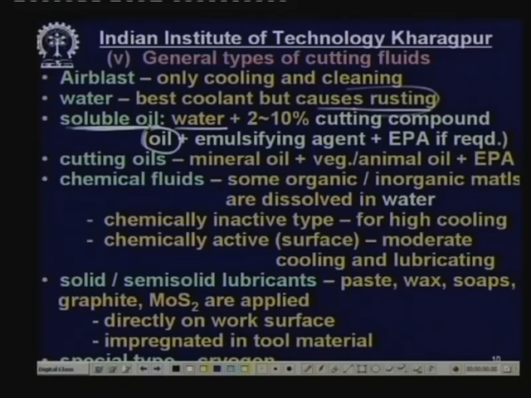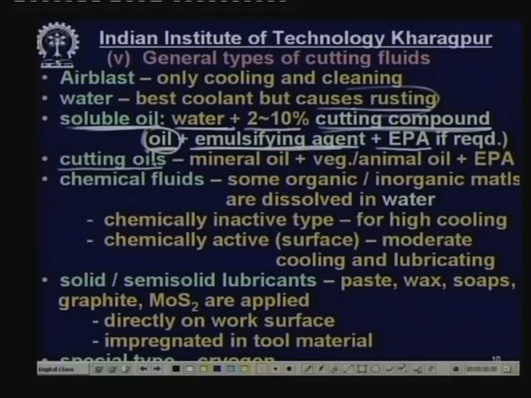Now, what is soluble oil then? Water basically 90 to 98% and 2 to 10% cutting compound. This is oil cutting compound. What is it comprised of? Basically oil, some emulsifying agent like detergent, which breaks the oil into fine globules to remain suspended, and some extreme pressure additive like chloride, phosphate or sulphide, if required, is also added for heavy cuts.